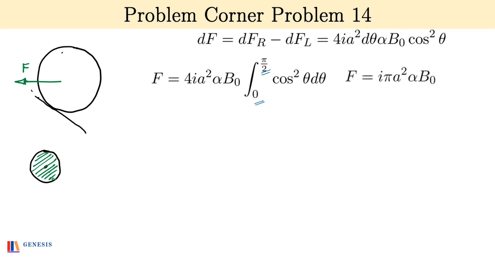This is a very simple integral which you can easily integrate. Integrating, you will be getting F is equal to I pi a square alpha B naught. Note that this expression for force contains current, and to find the current we need to use Faraday's law.